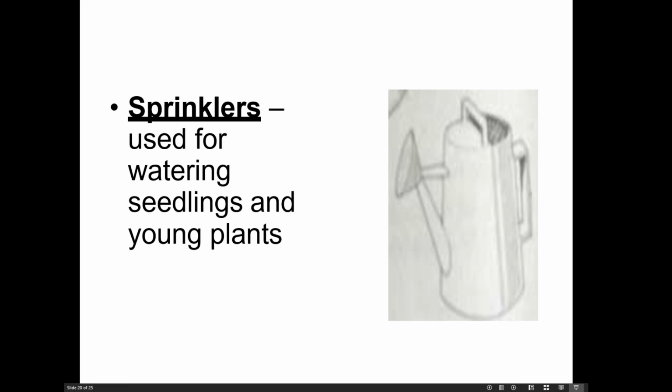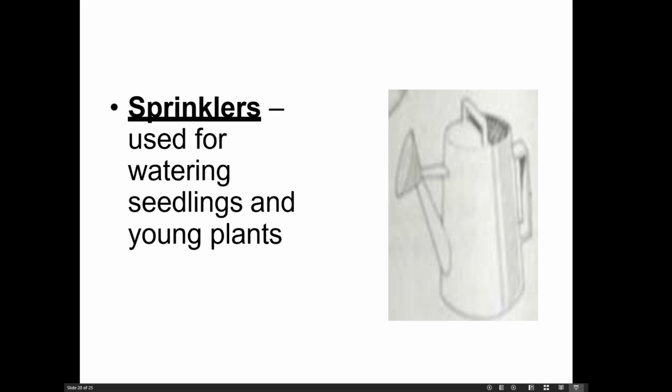Next, we have the sprinklers. So, sprinkler is used for watering seedling and young plants. Hindi pwede yung hose o kaya yung malalakas na pressure, kasi kung sa seedlings nyo yun or young plants, damay yun hanggang ilalim, yung ugat. Mahuhukay kapag sinama nyo yung ugat.